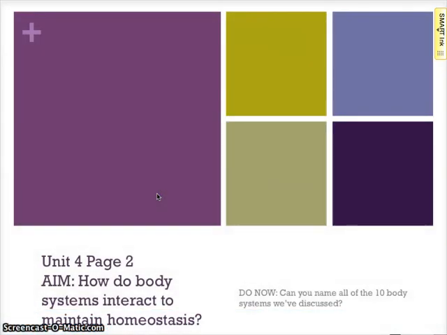Page 2. Aim: How do body systems interact to maintain homeostasis? Do now. Can you name all 10 of the body systems that we discussed on the first page? Go ahead and see if you can fill in the 10 boxes on your handout now.